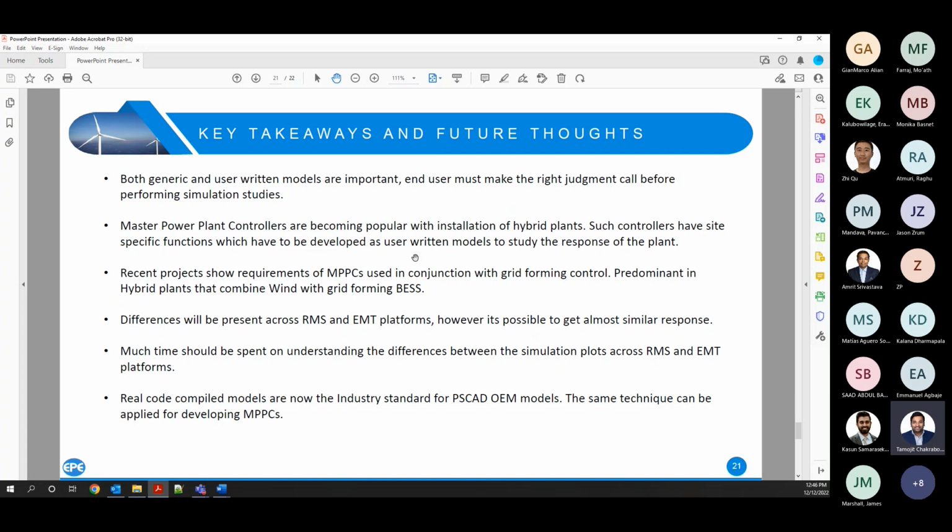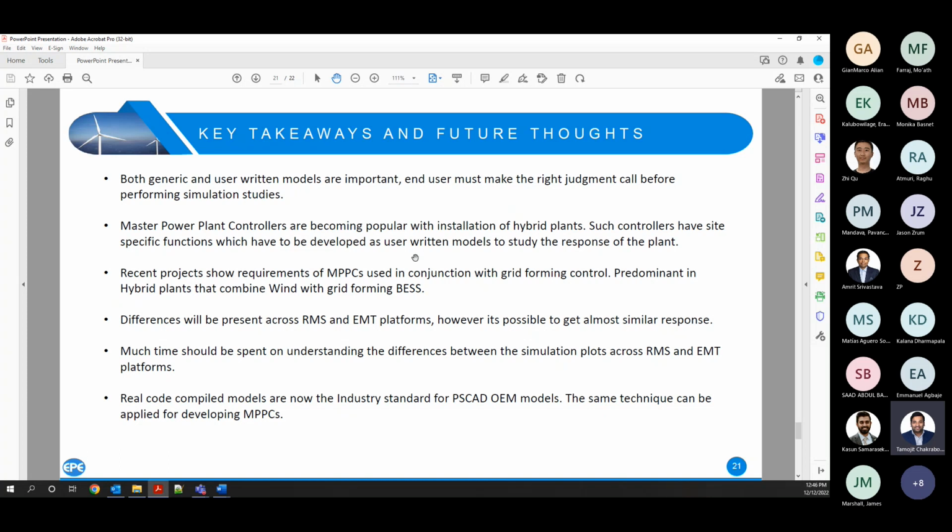With more and more hybrid plants, master power plant controllers are becoming extensively popular, and there are site-specific functions for particular power plant controllers, where I would say 95% or 90% of the time, you need to develop user-defined models, because the generic models do not provide that functionality.